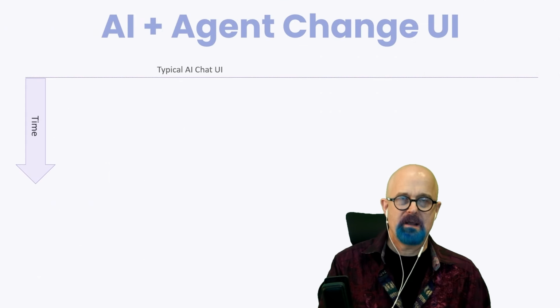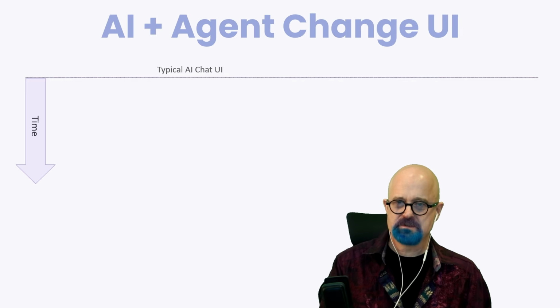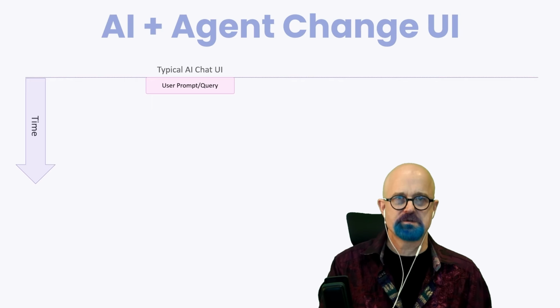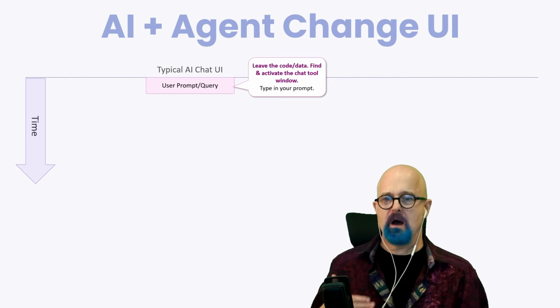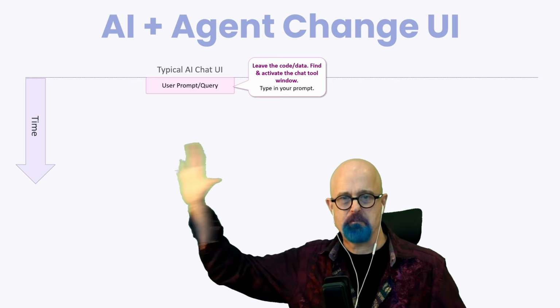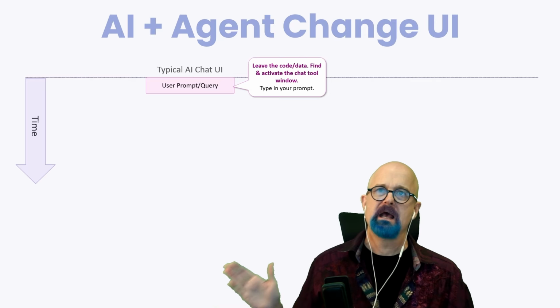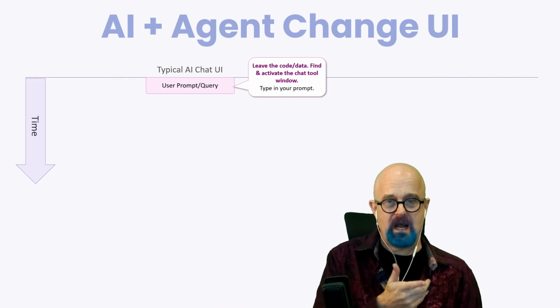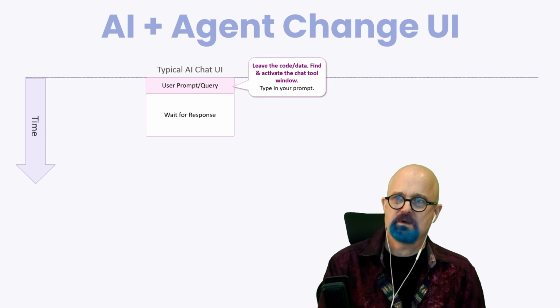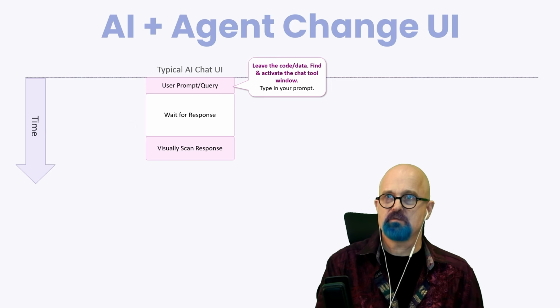So AI plus agent change UI. With a typical AI chat user experience, we start with the user prompt or the query, whatever that is. Now, to get there, we often need to leave the code, the data, the part of the app that we're in, that we're working in. And we have to find and activate the chat tool window. And then we type in our prompt. We wait for the response. We visually scan the response.